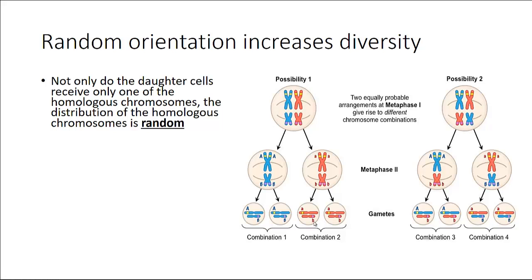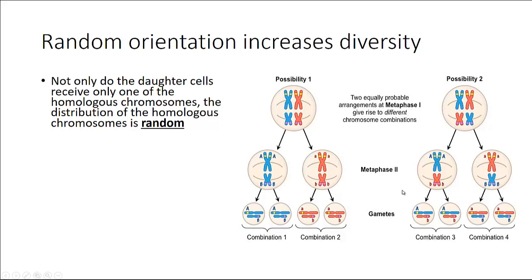And another possibility that's equally likely is that instead of the blue and the red lining up on opposite sides, we get one blue and one red lining up like this, so that when they split, we get blue and red on one side and red and blue on the other, and each daughter cell then gets a more unique combination of each of those different homologous chromosomes.